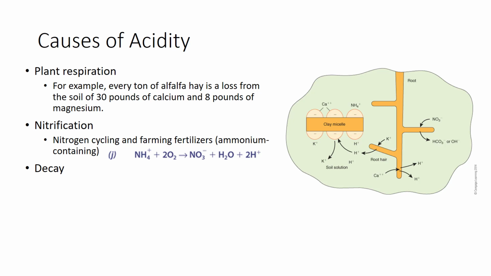Nitrification also contributes hydrogen ions to the soil. When nitrifying bacteria oxidize ammonium ions, it results in hydrogen ions, as in reaction J. Some products of decay are weak organic acids, and soil organisms contribute weak organic acids to the soil as well.